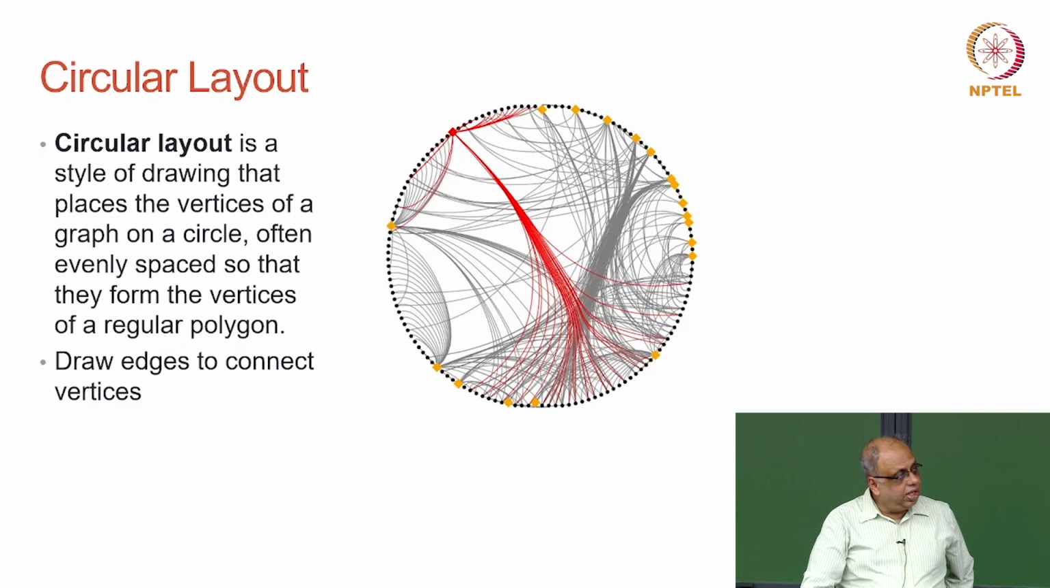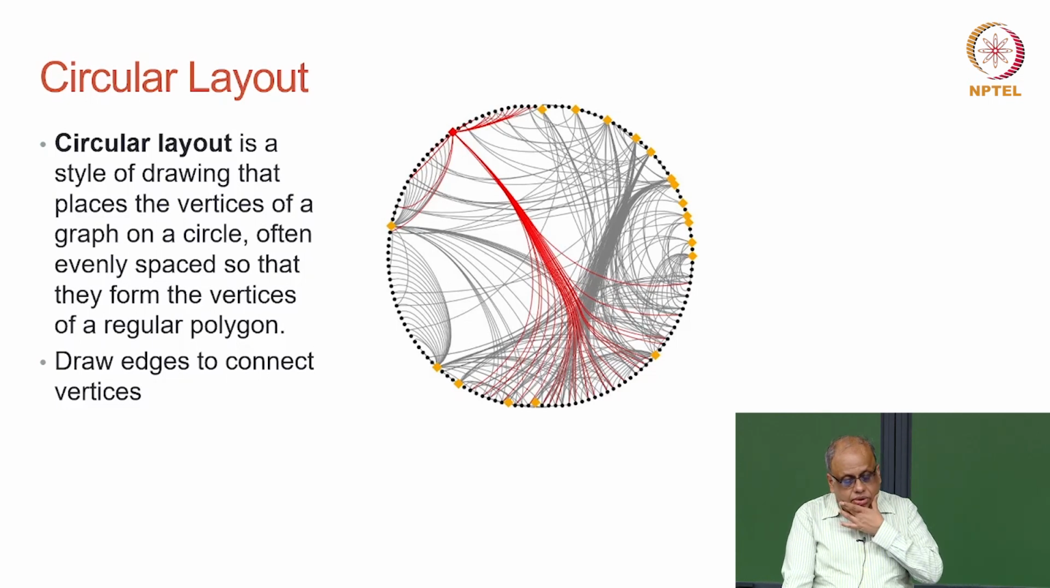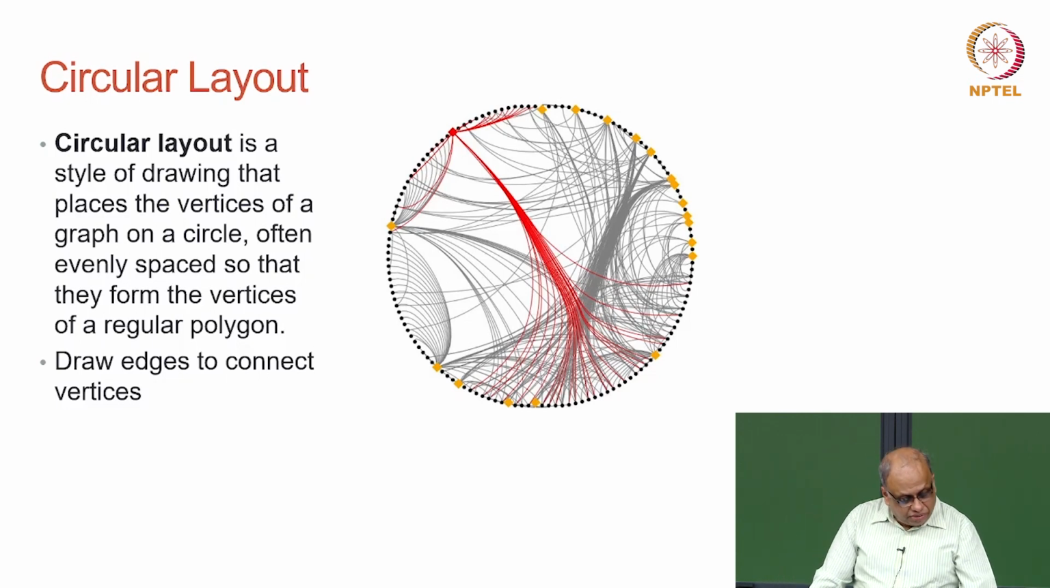Another kind of visualization is called circular layout, where you lay out all the nodes on the circumference of a circle, and the edges connect the nodes. So this is called a circular layout. Here the node positions are understandable, but if there are a lot of edges, the diagram becomes very difficult to understand. Later on, we will look into techniques to simplify this kind of circular layout.